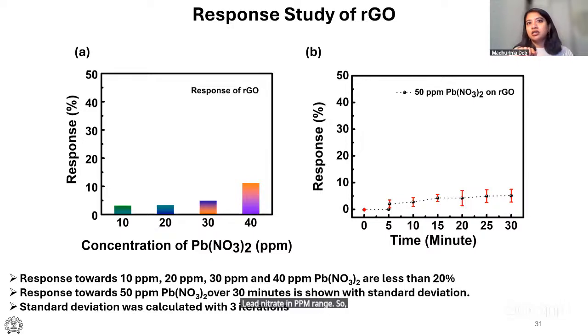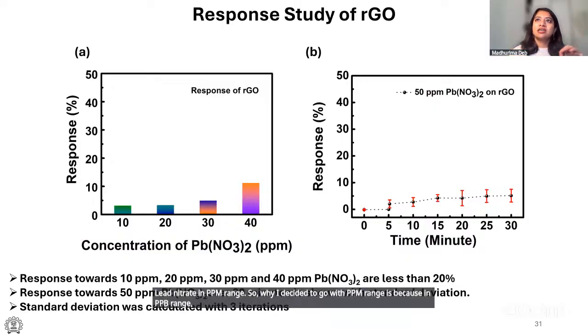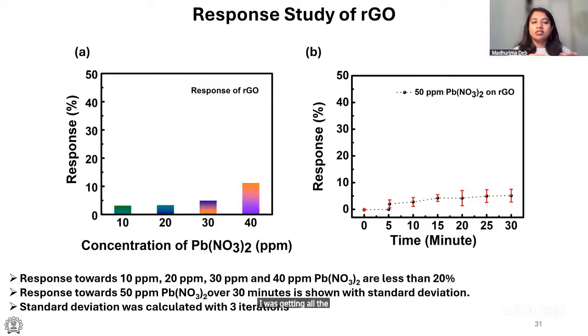Why I decided to go with the ppm range is because in the ppb range, I was getting a response below 10% for all my materials, just like regular DI water. So that's why I decided not to do the ppb range, because I need some further modifications or recalibration with the help of some ML techniques to reach my ppb goal with this existing sensor, or I have to design a different sensor.